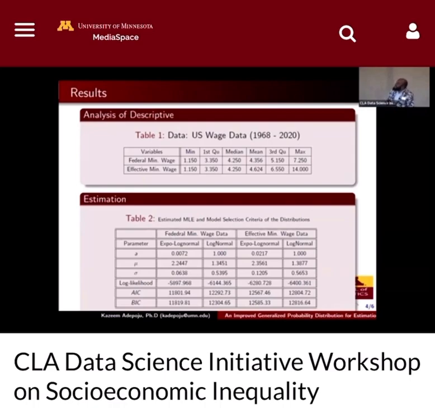Here I'm using minimum wage in the United States between 1968 and 2020. The table 1 is the descriptive statistics. If you look at table 2, I'm trying to compare the performance of the exponentiated log-normal with the conventional log-normal distribution to fit minimum wage. And based on the model selection criteria, the AIC and the BIC, of course, the proposed distribution outperform the conventional one.